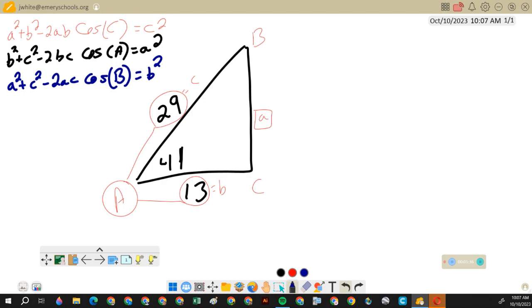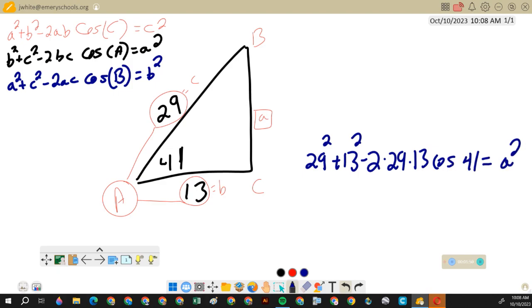I'm looking for this side. So that would be 29 squared plus 13 squared minus 2 times 29 times 13 times the cosine of 41 equals a squared.